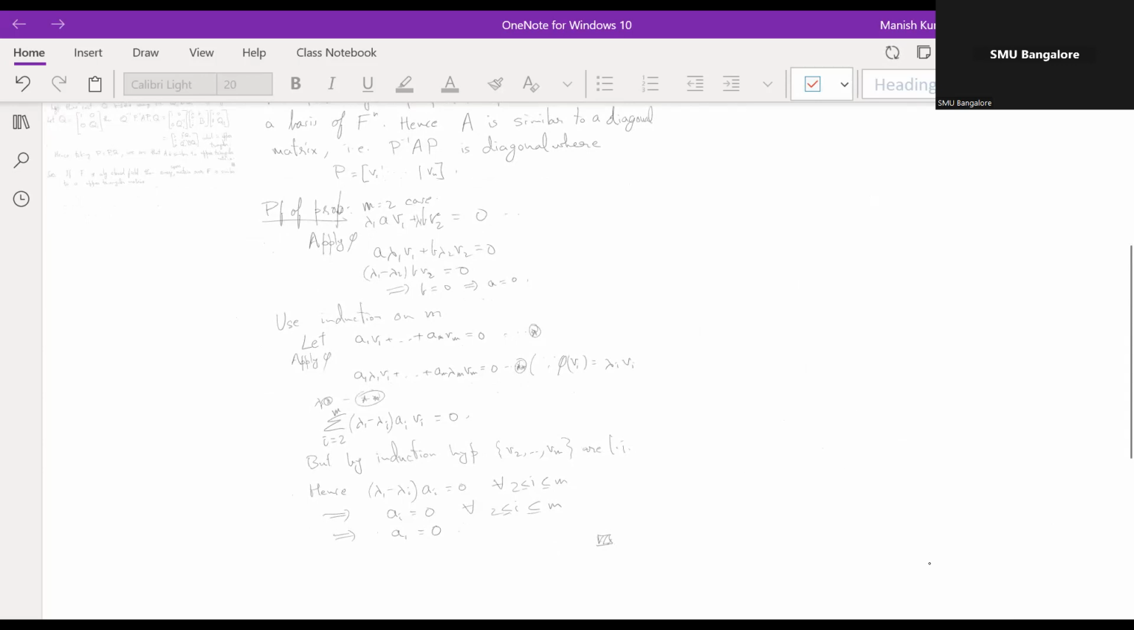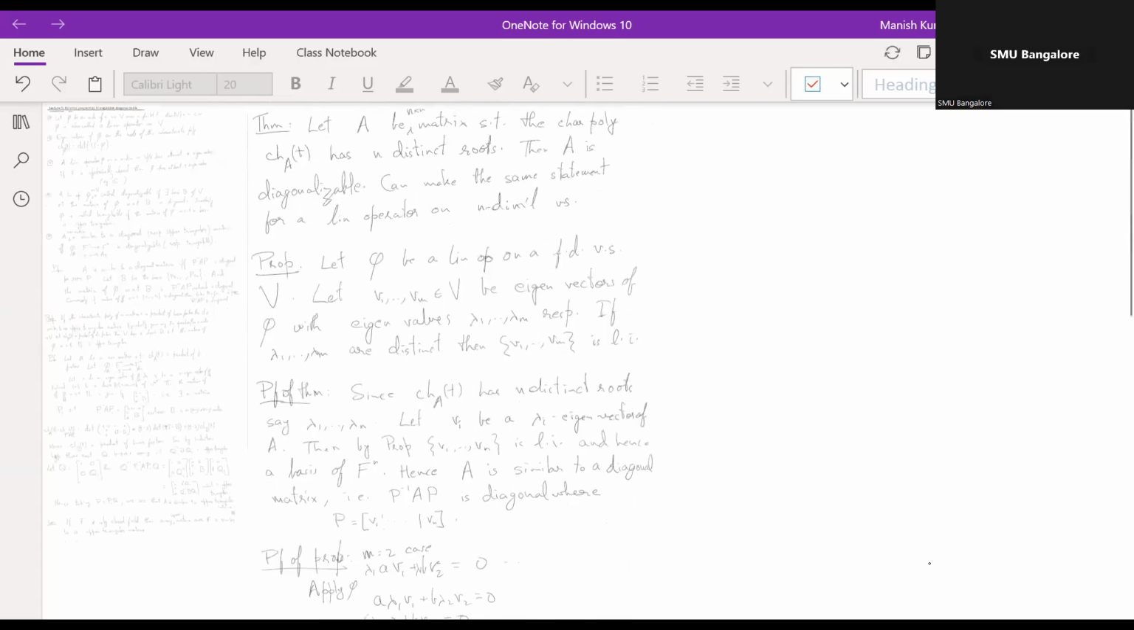Have you heard of the Cayley-Hamilton theorem? Yes. Okay, so next we will prove the Cayley-Hamilton theorem, and that will allow us to define the minimal polynomial.